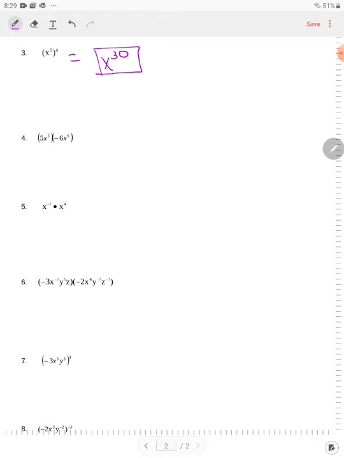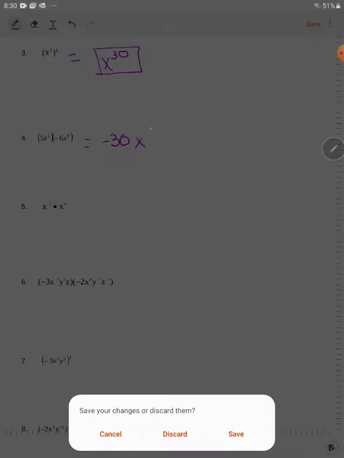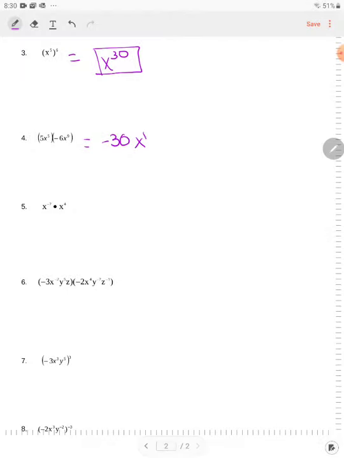All right, if we have whole numbers, we'll multiply our whole numbers. 5 times negative 6 is negative 30, and we add our exponents, x to the 14. So that answer is negative 30, x to the 14.